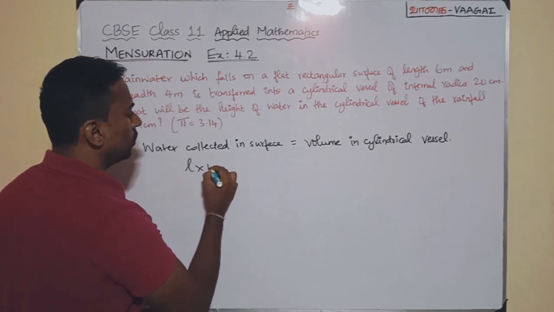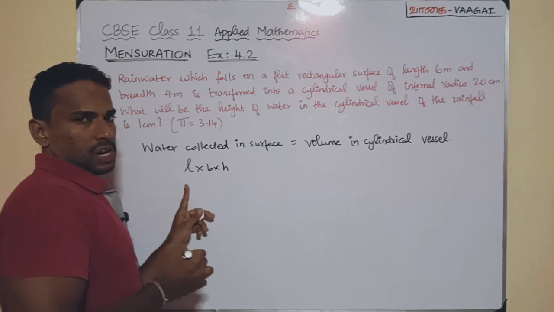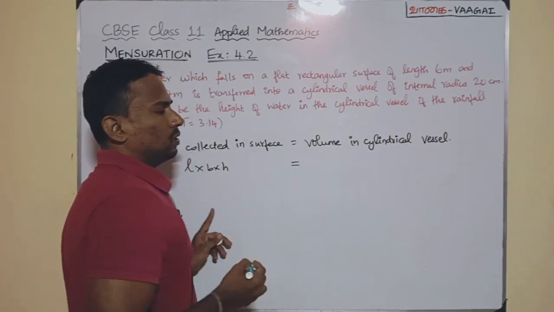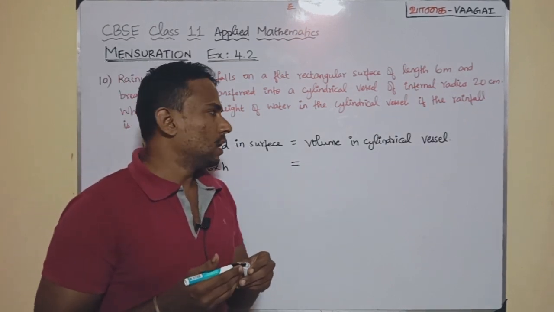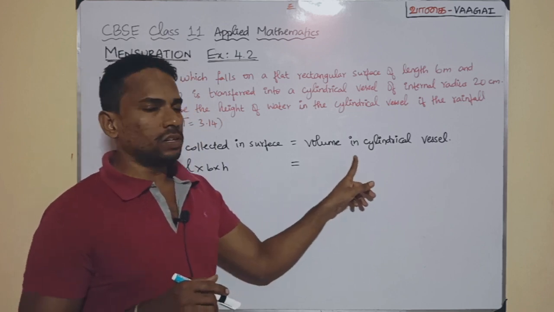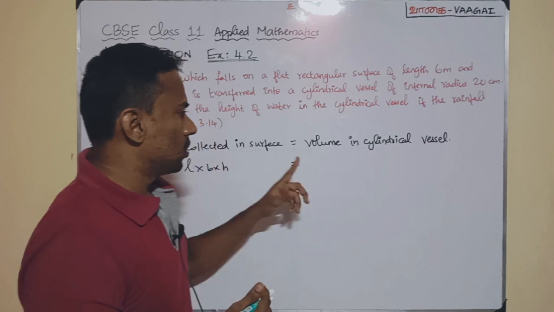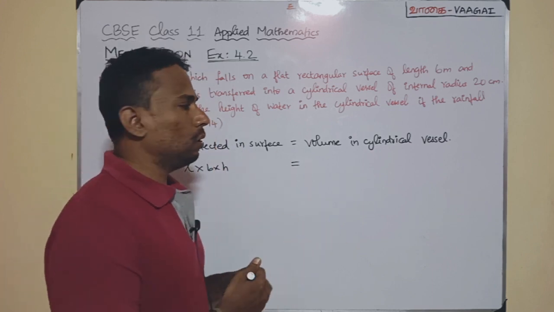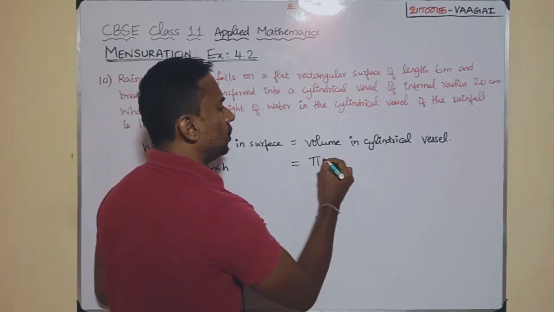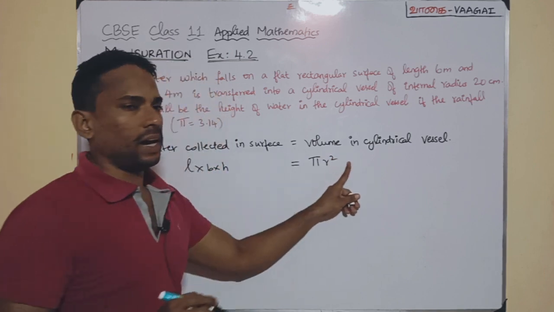Length into breadth into height, the left hand side will be equal to this side. What about the right hand side? Right hand side is going to be the volume of water collected in the cylindrical vessel. Now this is going to be the volume of the cylinder. Volume of the cylinder is going to be pi into r square into the height h.